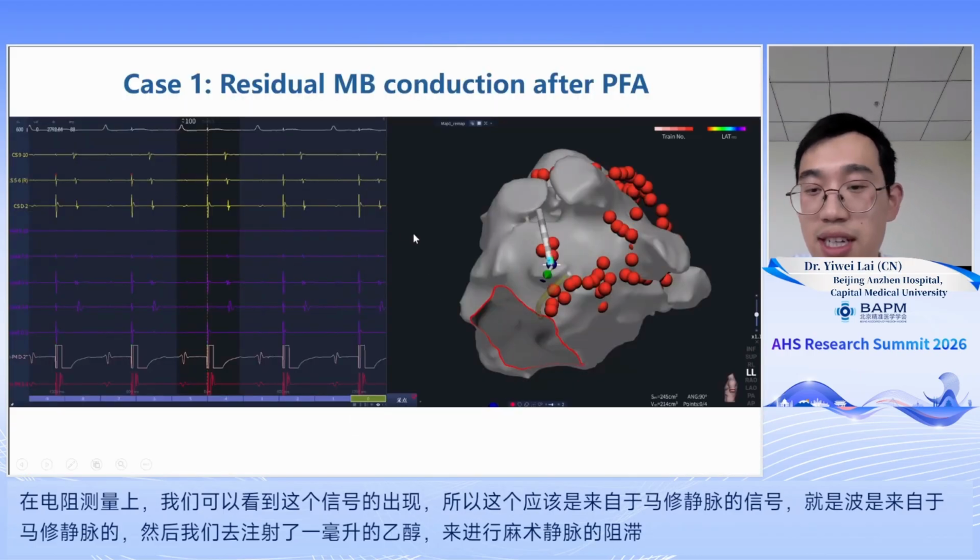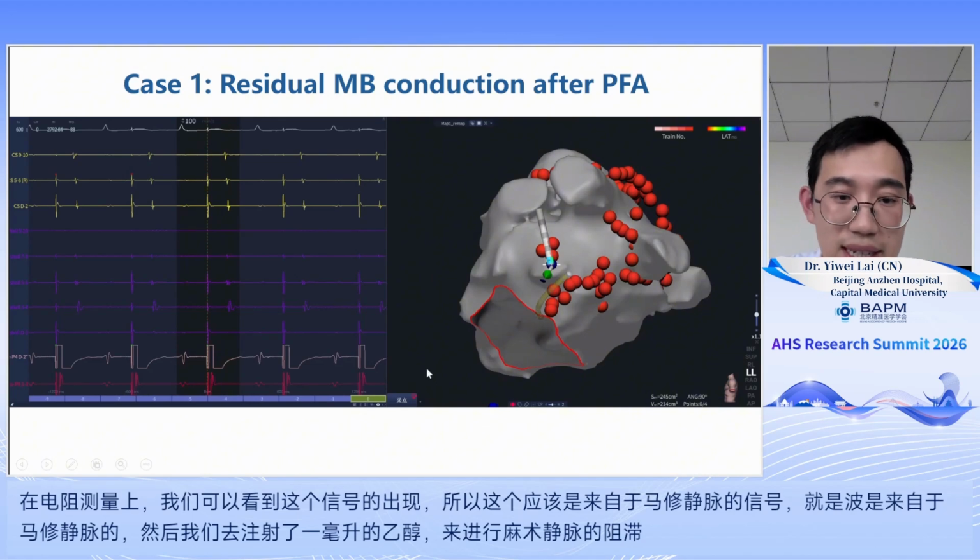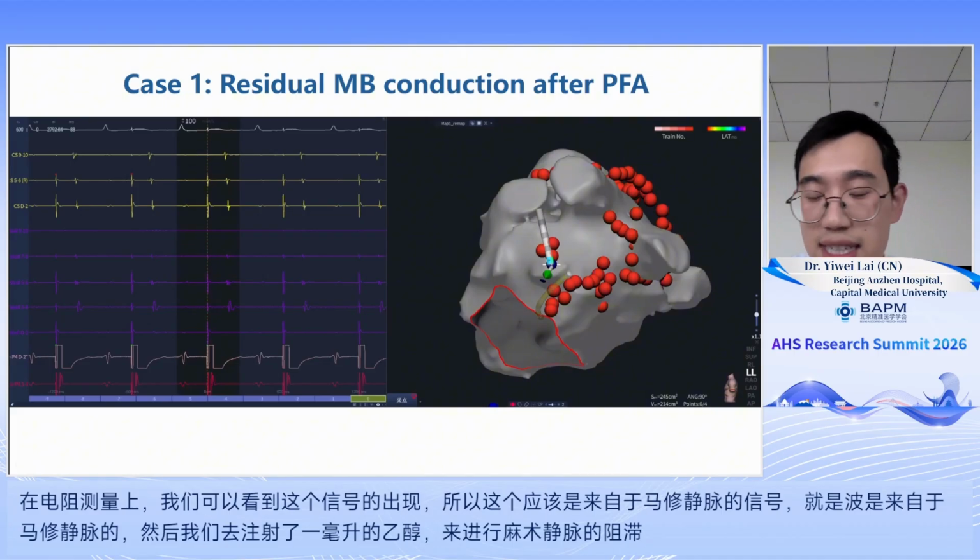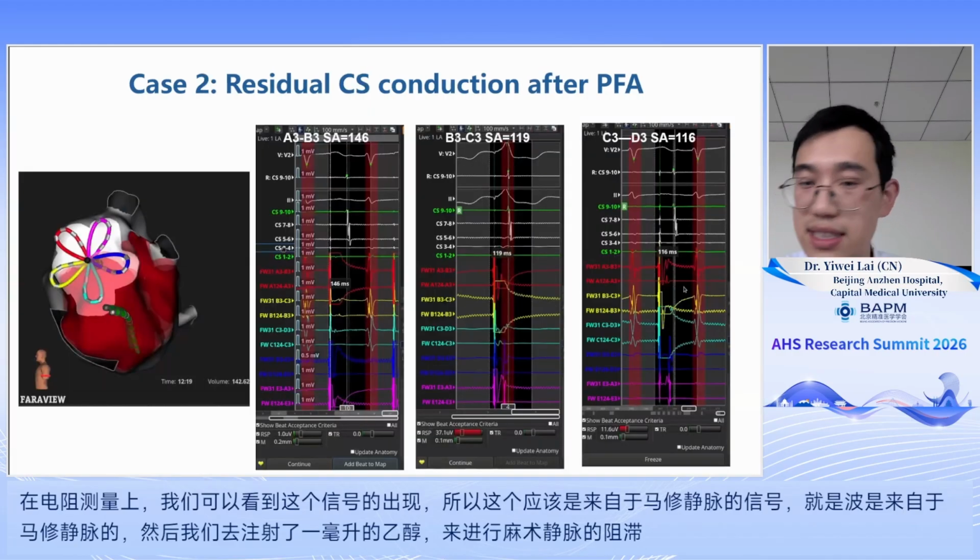And afterwards, we send the venous marker into the vein, and we keep the catheter in the left atrial appendage. Both activation of the coronary sinus and the microelectrogram indicate microline block.